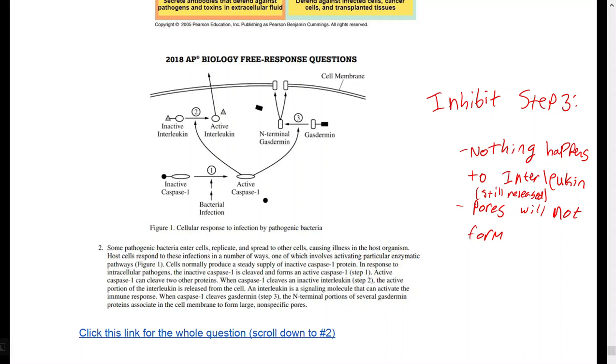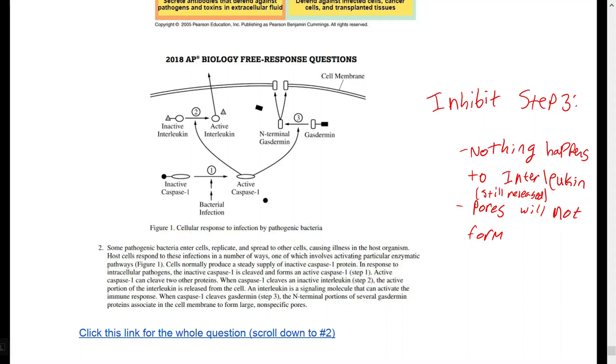Make a claim about how cleaving inactive caspase-1 results in activation of caspase-1. A student claims that pre-infection production of inactive precursors shortens the response time of a cell to bacterial infection. Provide one reason to support the student's claim. Okay, so that's a little bit difficult to just hear. So let's break that down.